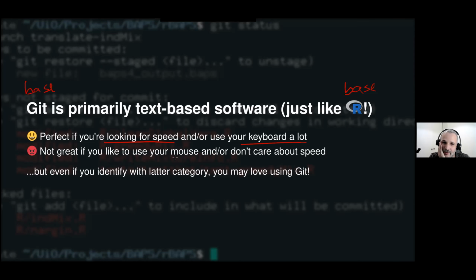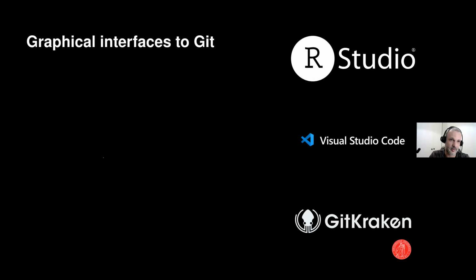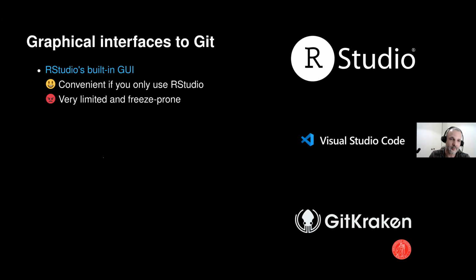It's not so great if you like to use your mouse and you don't really care about speed. But even if you identify with the latter, you can still use Git, just like you can still use R. There are graphical interfaces for R, like RStudio, and the same way there are graphical interfaces for Git. I'm going to talk about three here. The first one is, I guess, popular and known among RStudio users because RStudio has a built-in GUI.